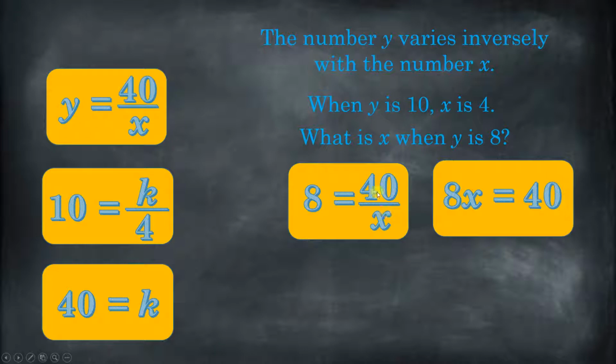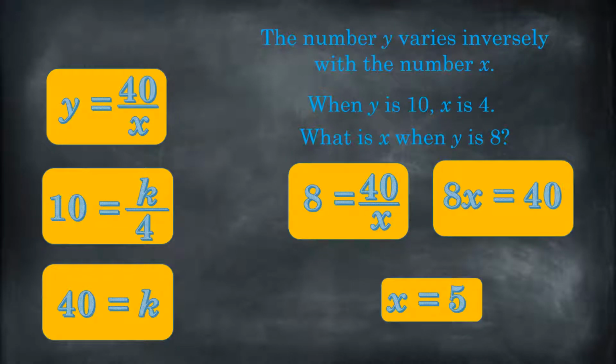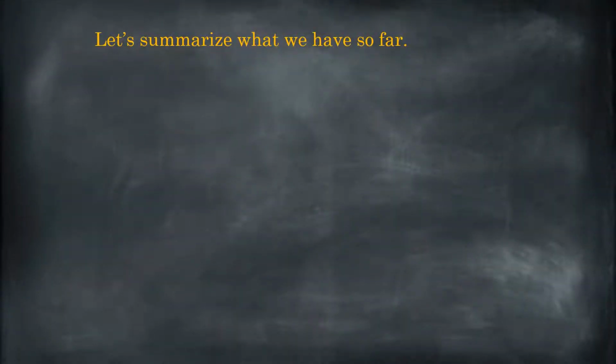Now, this is a little tricky because this is 40 divided by x. So we have to get x out of the denominator. We're going to do that by multiplying. That's how you get 8x. So 8 times 5 is 40. Boom, we're done. Maybe you can figure that out in your head. 40 divided by what is 8. But if it was an answer that was a decimal or a fraction, that might be a little trickier to figure out. But let's go ahead and summarize what we have so far, shall we?